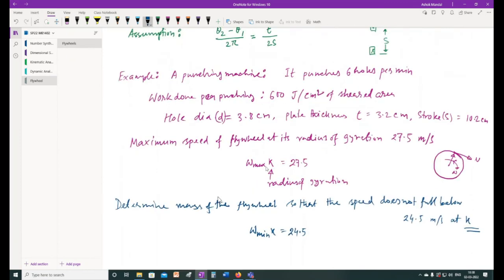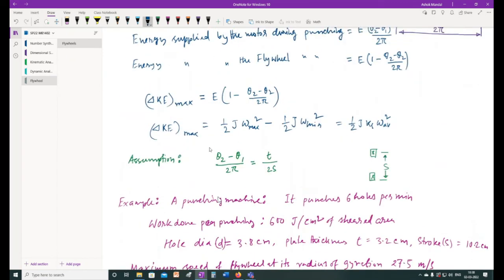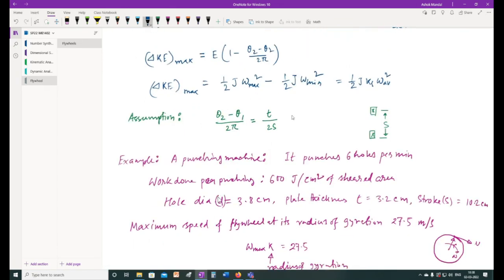To solve this problem, and if we want to use this formula, we need to find out the maximum fluctuation of kinetic energy. And then you see one thing from here. This J can be written as half m k square. If k is the radius of gyration, then this quantity can be written as k into omega maximum square, and the other quantity also can be written as k into omega minimum square. Right? We can write it, no?